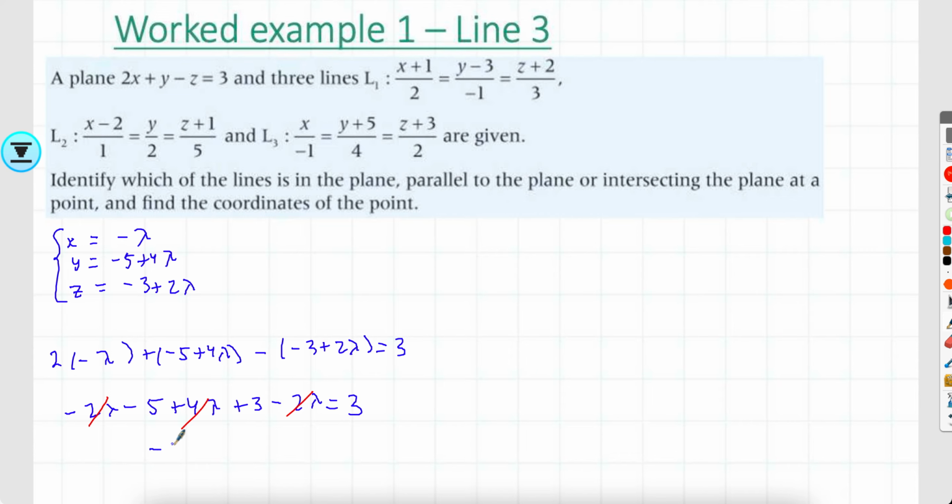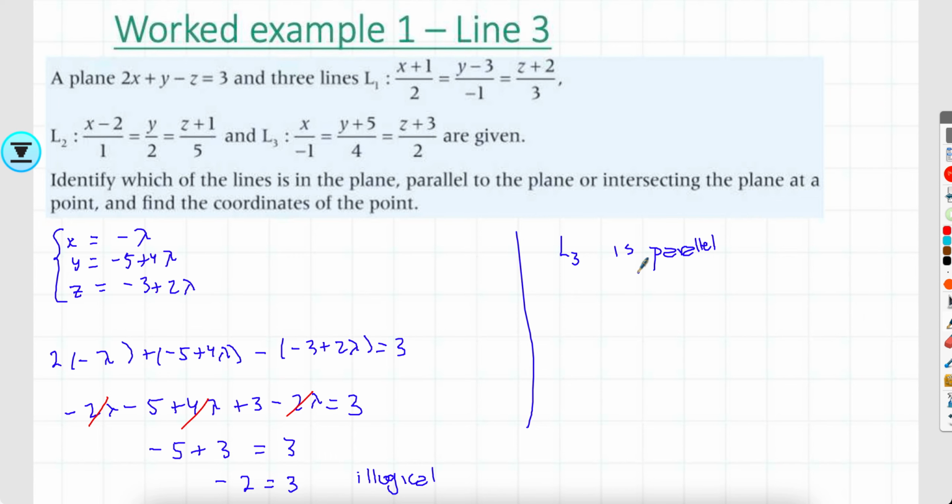However, notice that -5 plus 3 will give you -2 equals 3, which is an illogical statement. Once that happens, it means that L3 is parallel to your plane. You can again test it out using method 2.